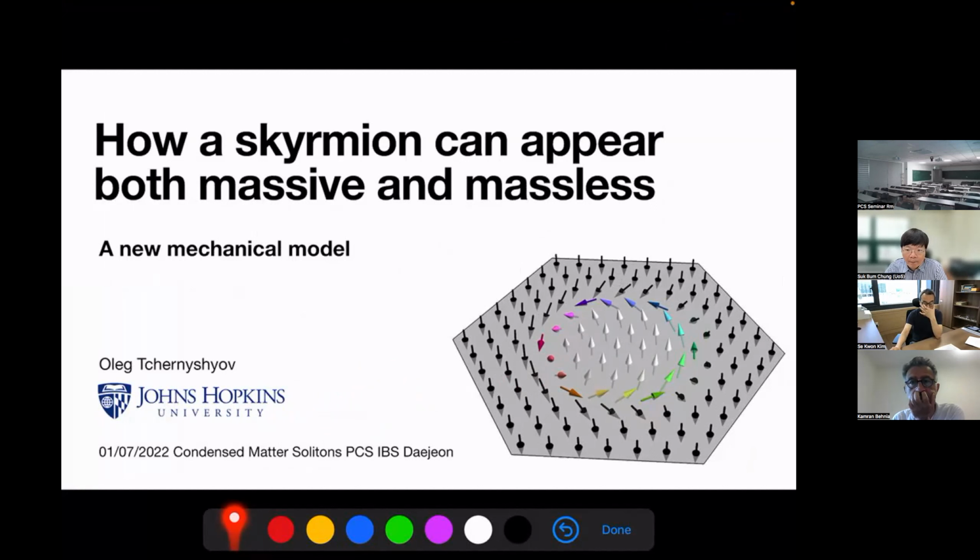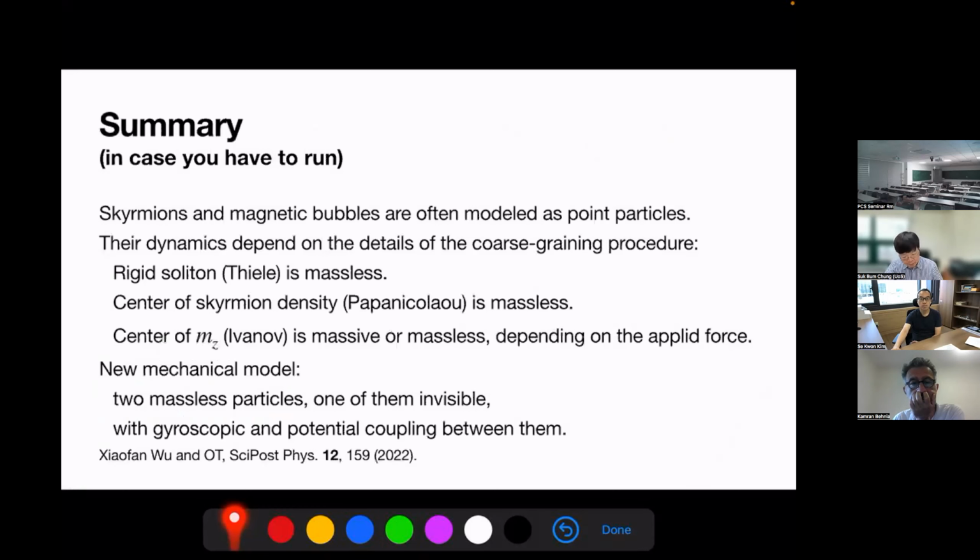All right, so I'm going to describe our recent work on skyrmion dynamics, namely on the question of whether skyrmions are massive or massless. That has been a little bit controversial over the last few years. It's a new mechanical model that we introduced to capture its behavior, which is a little bit more universal than the one that just includes a massive skyrmion particle.